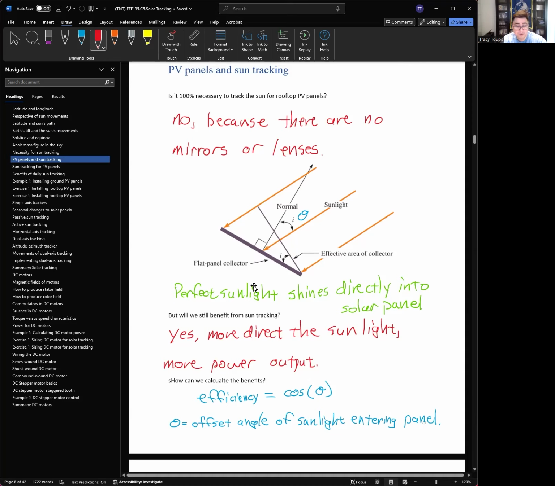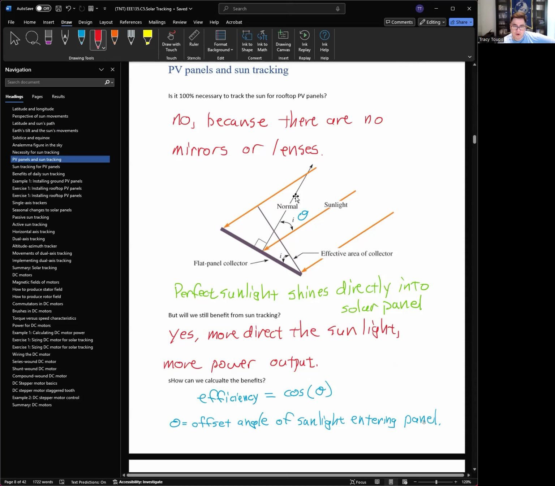Perfect sunlight will shine literally 90 degrees into the panel. The sunlight hits it perpendicular, perfectly into the panel, and you're going to get the most amount of energy. As your sunlight changes and you're hitting it at an angle, you're going to get less energy, and you could find that difference. So let's answer this. Yes, perfect sunlight shines directly into the solar panel, but will we still benefit from sun tracking? Yes, the more direct the sunlight, the more the power output. What's the difference?